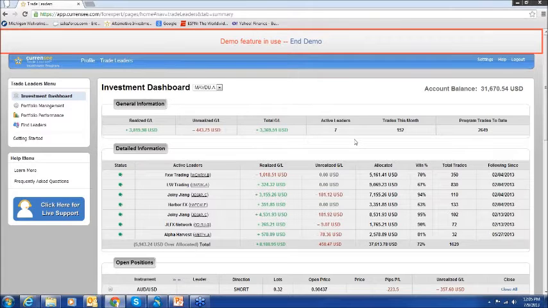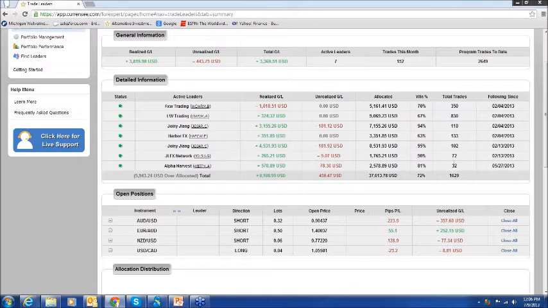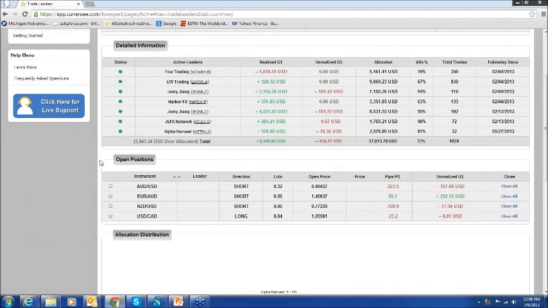You will see the active leaders. This particular client is following 7 of our trade leaders. You will see program trades per month as well as program trades to date on the account. Down below, we have more detailed information. It'll individually show each of the trade leaders you're currently following, the realized gain and loss since you've been following that trade leader, unrealized gain and loss, so open positions active in the market, and the allocated capital you have allocated to each of the trade leaders of your selection. It also shows the winning percentage per trade leader, total trades per trade leader, and finally, how long you've been following that trade leader. We're excited about the new feature below.